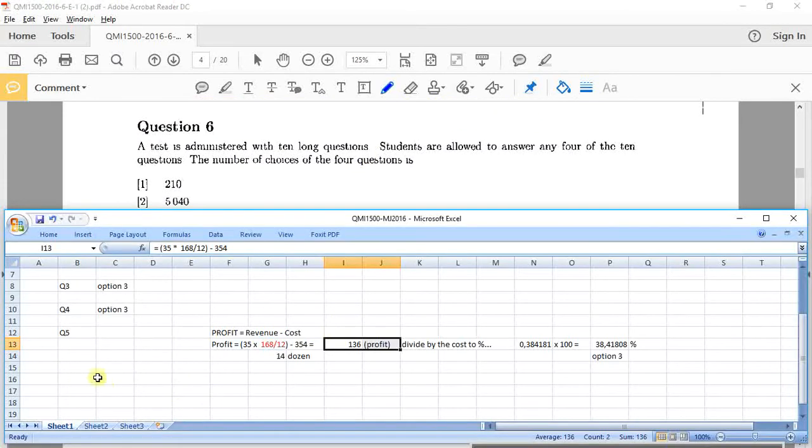Number 6. A test is administered with 10 long questions. Students are allowed to answer any 4 of the 10 questions. So that's easy. 10, choose 4.